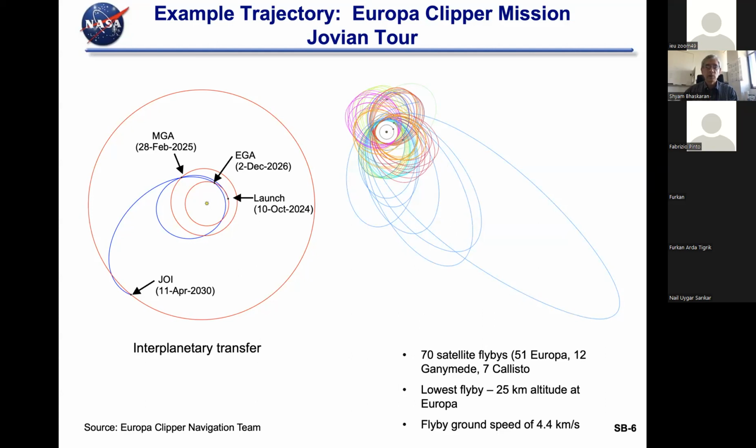The lowest altitude flyby is a mere 25-kilometer altitude above Europa, with a ground speed of about 4.4 kilometers per second. So you can see here, this is a very complicated map that we're drawing to do a tour of Jupiter. And this takes quite a bit of time and effort, obviously, to generate this kind of map.